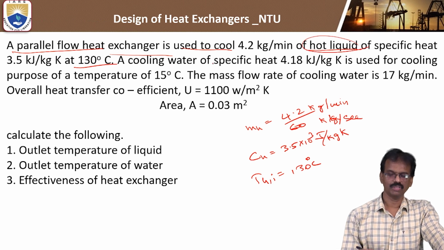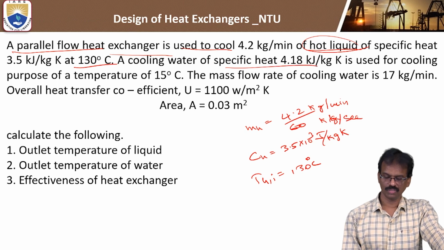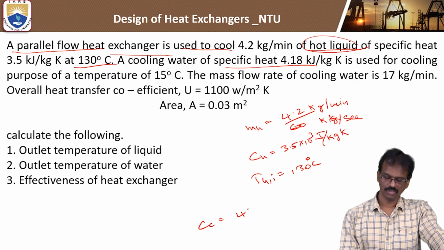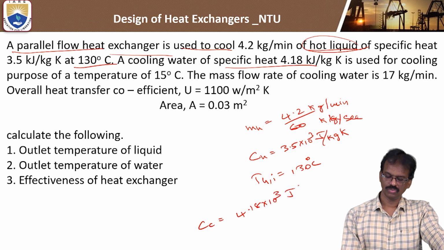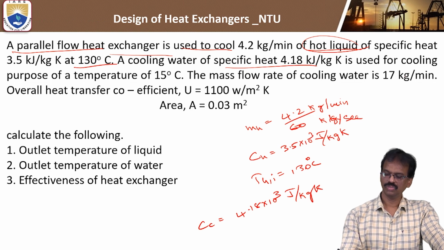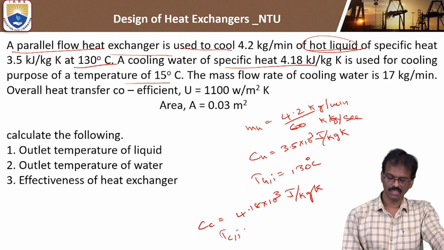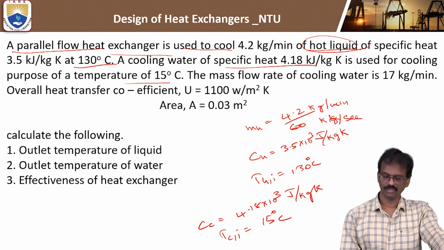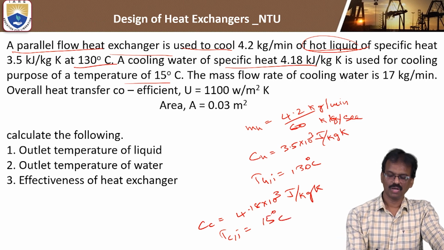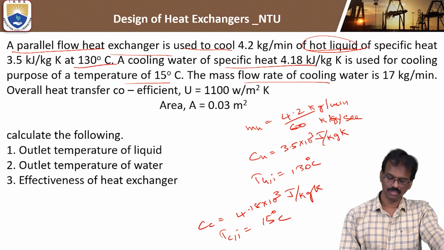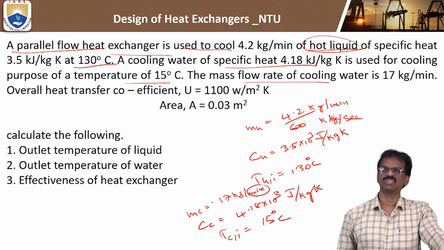A cooling water. Cold fluid is the water. Specific heat of the cold fluid is also given. So Cc is equal to 4.18 kilojoule per kg Kelvin, just like 4.18 into 10 cube joule per kg Kelvin. It is used for the cooling purpose. The cold fluid inlet temperature TCI is equal to 15 degrees Celsius as given. And then the mass flow rate of the cooling water, mC, is also given. mC is equal to 17 kg per minute. So this minute should be converted into seconds. So 17 by 60 kg per second. So this is the data.